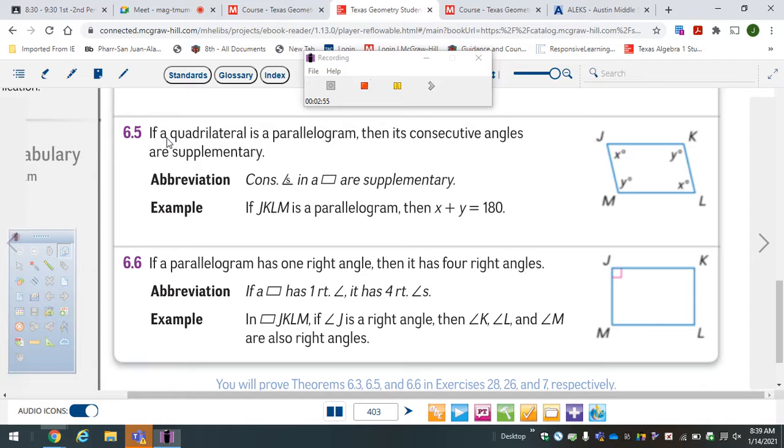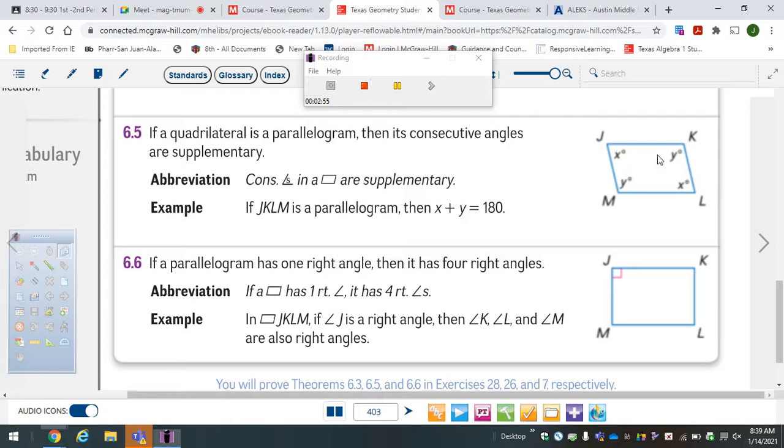So, moving on, there are some more theorems here. If a quadrilateral is a parallelogram, then its consecutive angles are supplementary. Remember, supplementary and complementary kind of sound alike. Supplementary means that they add up to 180. Complementary, C comes before S. Complementary means that they add up to 90.